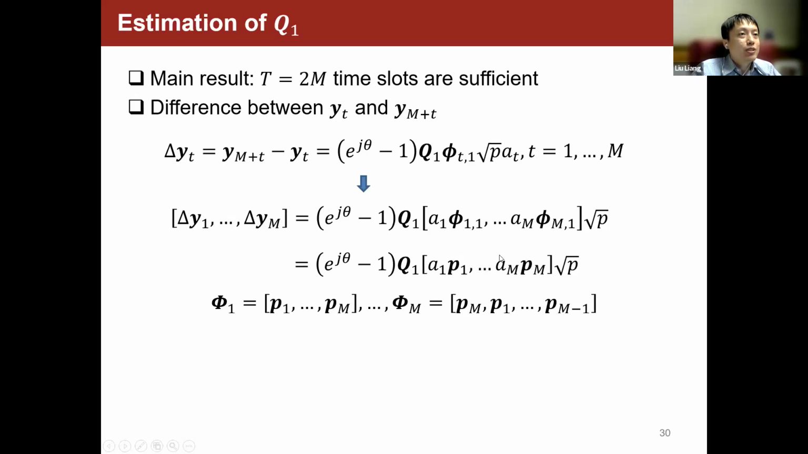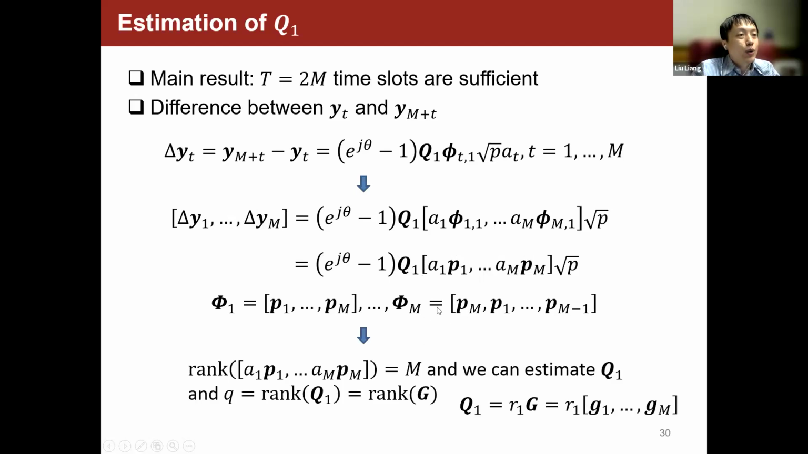If this is a full rank matrix, then we can guarantee we can uniquely solve these linear equations to estimate Q1, right? So we can prove this is a full rank matrix. Why? Actually, it's quite simple. Remember, P1, P2 until Pm, this is a unitary matrix. It's a full rank matrix, right?